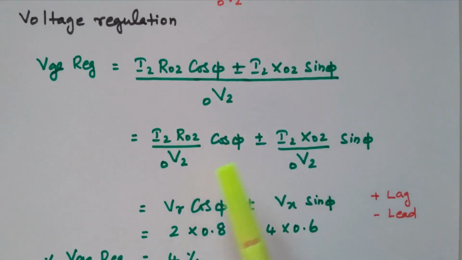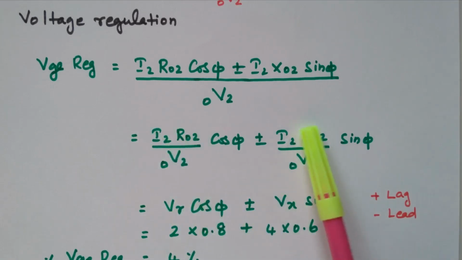Now we'll split the terms. I2 R02 divided by no load secondary voltage into cos phi plus or minus I2 X02 divided by no load secondary voltage into sin phi. So this I2 R02 divided by no load secondary voltage is VR, because the VR value is given, into cos phi plus or minus I2 X02 divided by no load secondary voltage, that is nothing but Vx, the reactance drop, into sin phi, because these two values are given. So we can take this as VR and this term as Vx.